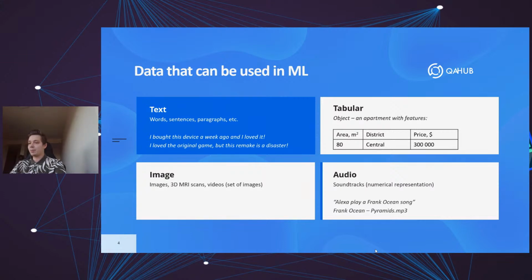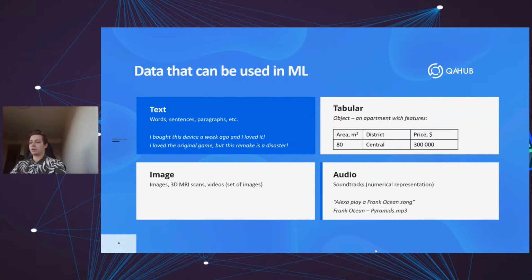And obviously, it can be applied not only to text. Here are the most popular data types used in ML. We already covered text, but just a small note here that it can be not only whole text, but separate words, sentences, and paragraphs as well.